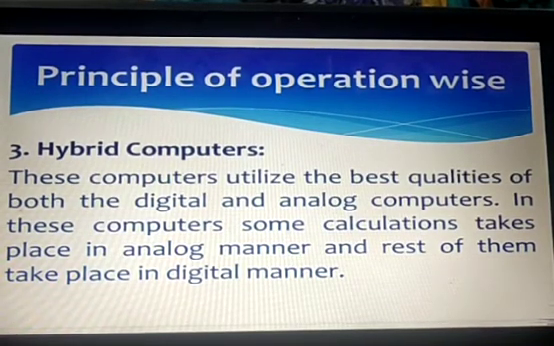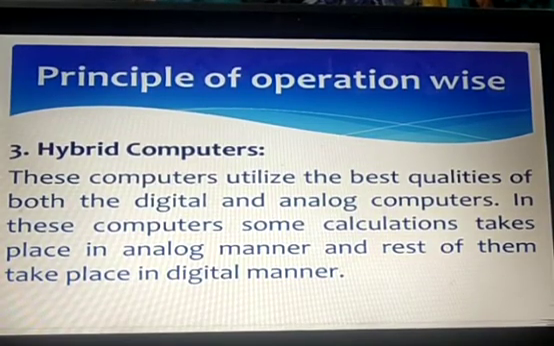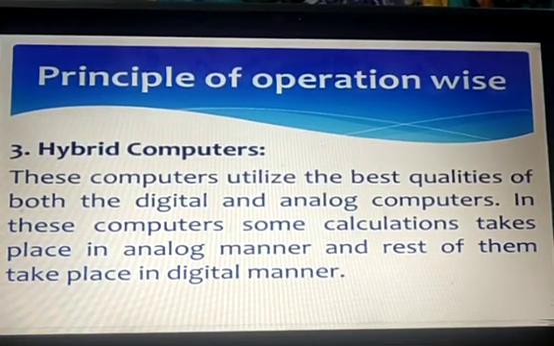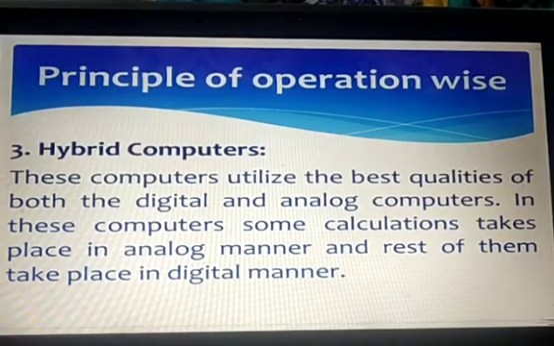Purpose-wise, a digital computer can be a special purpose computer or a general purpose computer. But based on their configuration, that is their size, speed and capability, they can be categorized in the following ways. The first one is embedded computers, second microcomputers, third minicomputers, fourth mainframe computers, and fifth supercomputers. So let's start with the embedded computer.